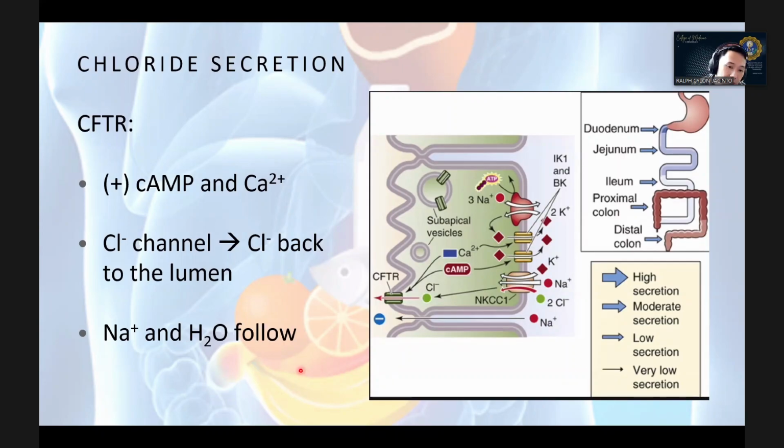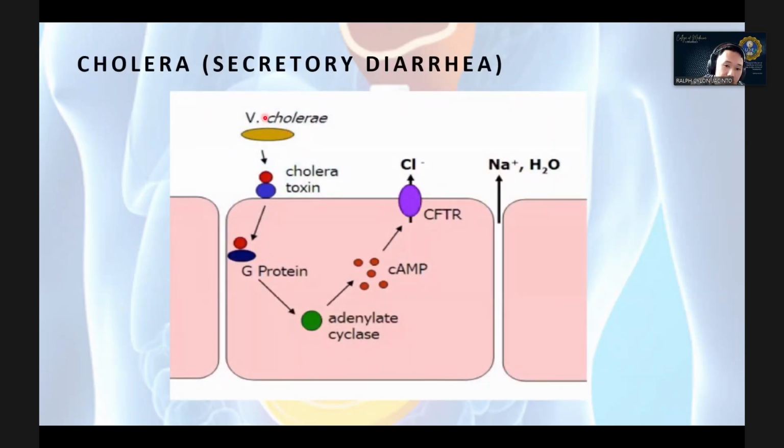Okay. So going back to this one. So in your cholera, what happens is that the microorganism, your Vibrio cholerae, would secrete your cholera toxin. This cholera toxin would activate a G protein coupled receptor, which in turn increases the intracellular cyclic AMP. This is the effect of your cholera toxin. So it increases your intracellular cyclic AMP, which again would open up more of your CFTR. So more chloride is secreted, sodium and water follows. That's why the consistency is rice water, because the content of the stool is your sodium, chloride, and water. The consistency is like rice water.